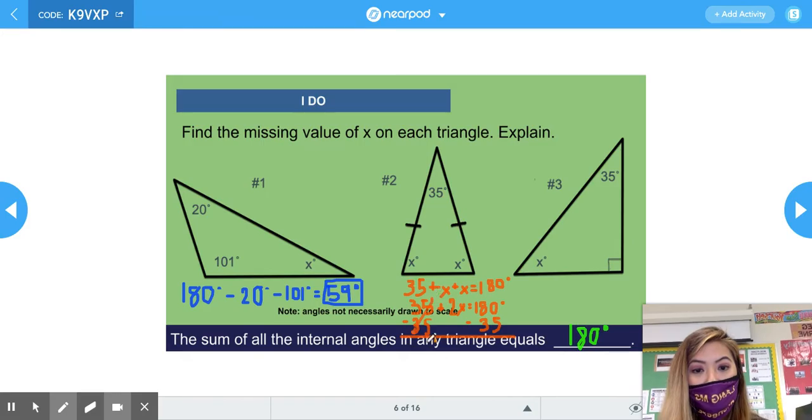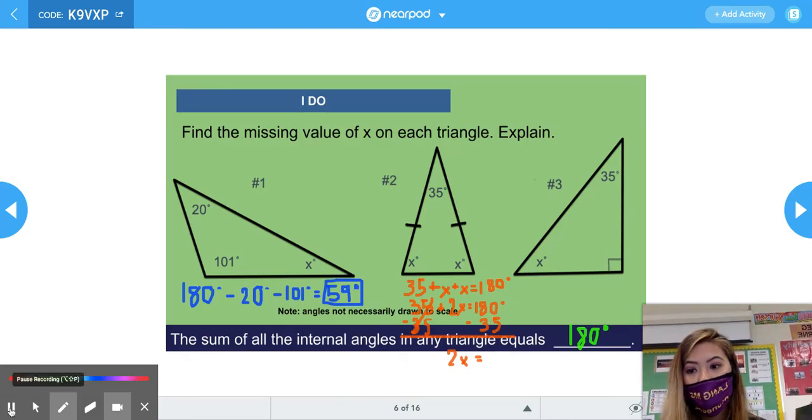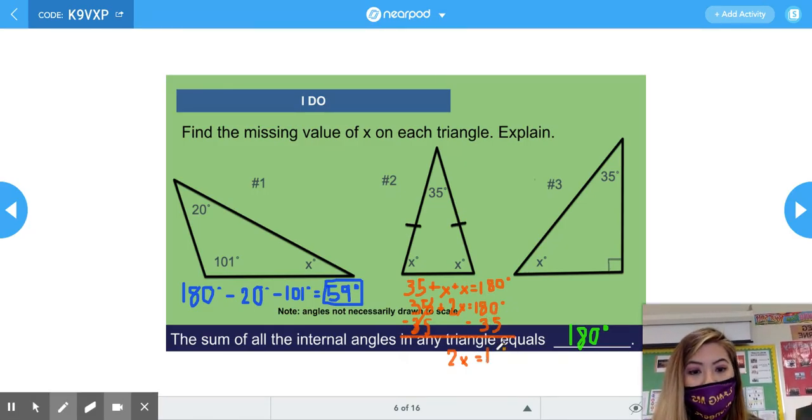35 minus 35 is 0. So then we're left with 2x is equal to, we have 180 minus 35, which is 145. Now we have to get the 2 to the other side. So to do that, we have to do the opposite operation. We have 2 times x. The opposite of multiplying by 2 is dividing by 2. So we're going to go ahead and divide 2 on both sides.